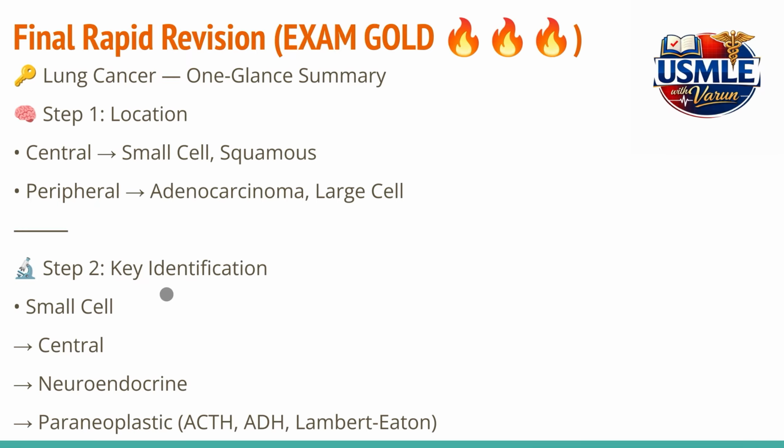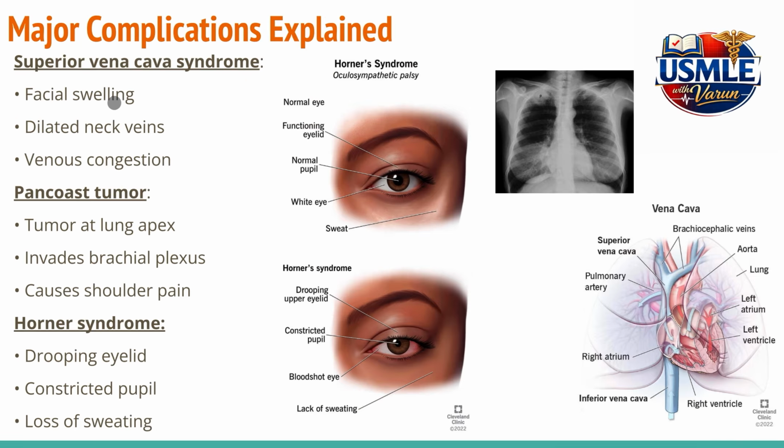Like in superior vena cava syndrome, what happens is there's facial swelling, dilated neck veins, and venous congestion due to obstruction, due to pressure on the superior vena cava because of it being compressed. Whereas in Pancoast tumor, there's a tumor at the lung apex where it invades the brachial plexus and irritation of nerves could lead to shoulder pain. Horner syndrome, as we have already discussed, affects the sympathetic nerves, and it is characterized by drooping eyelid, constricted pupil, and loss of sweating on the ipsilateral side.